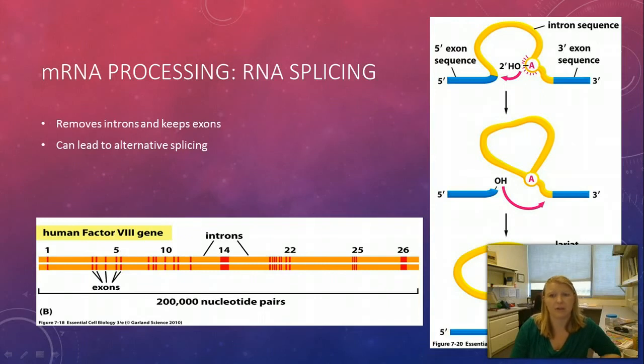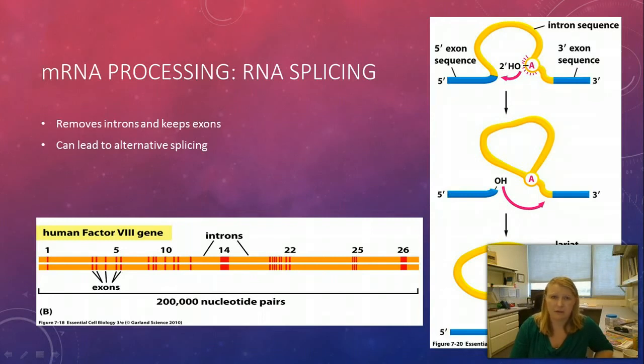And this ensures that we have the same sequence that we need. Now, one of the interesting things about this is that because we have a variety of introns and a variety of exons in every gene, just like on this human factor 8 gene, if we were to remove certain introns but not others, we can actually create a variety of different proteins based on the needs of the cell with just one gene.